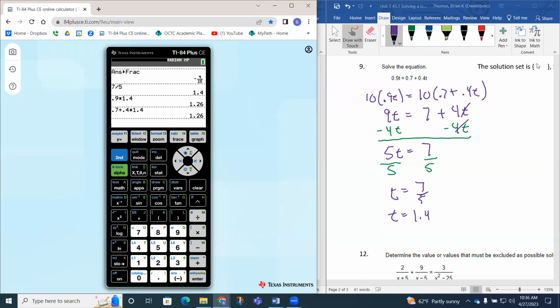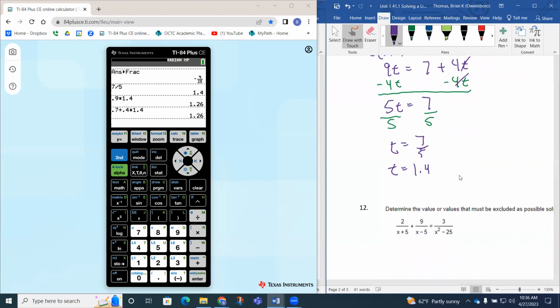So since it says simplify the answer, I think it should accept decimals as well there. So I would say you could also put 1.4. But if it doesn't take the 1.4, just keep that in mind and leave it as the 7/5.